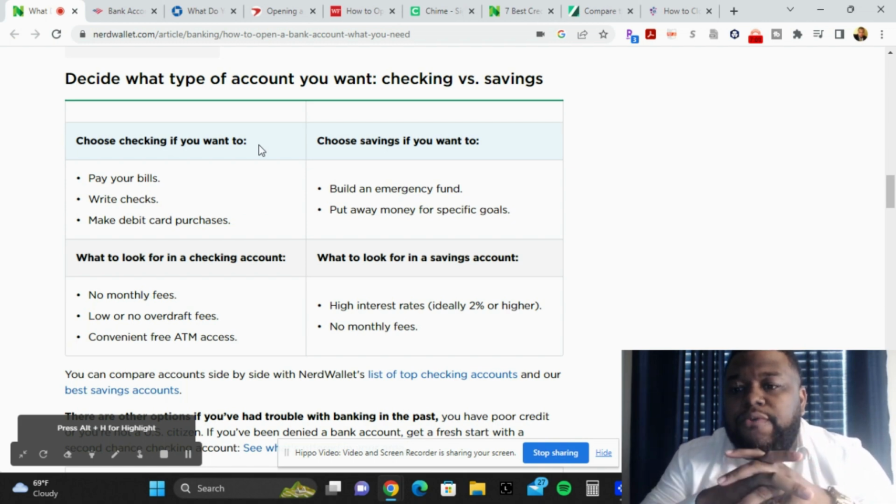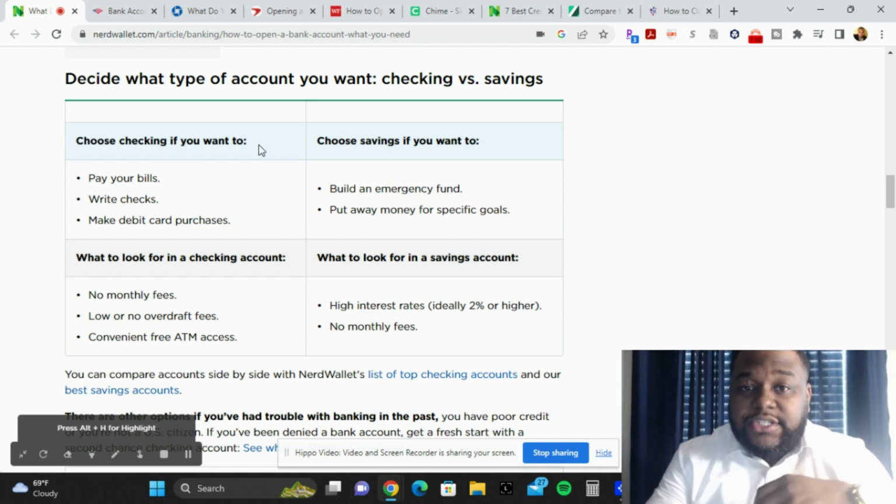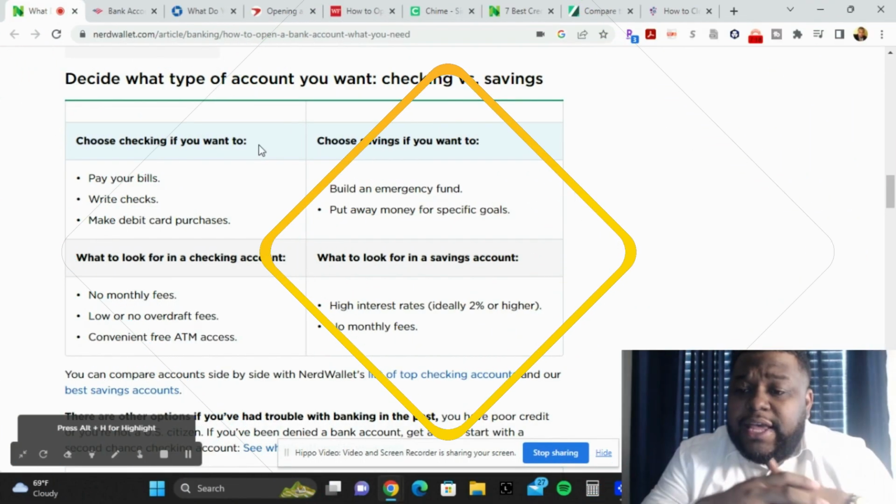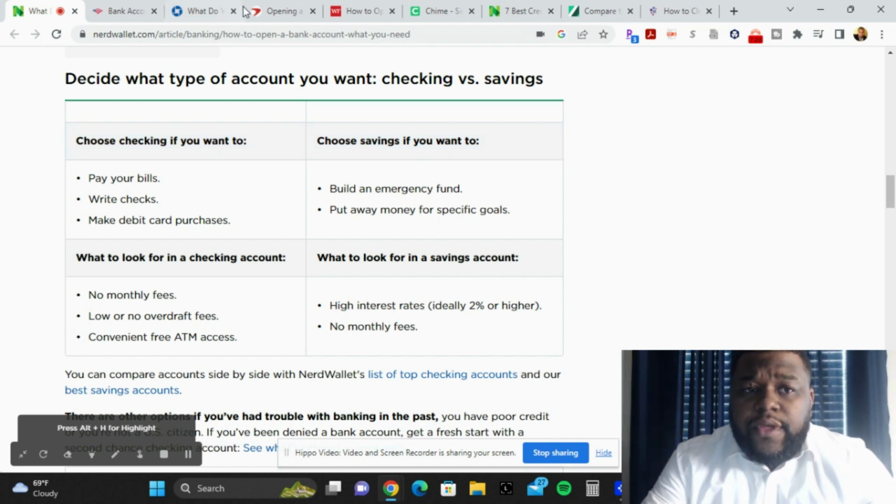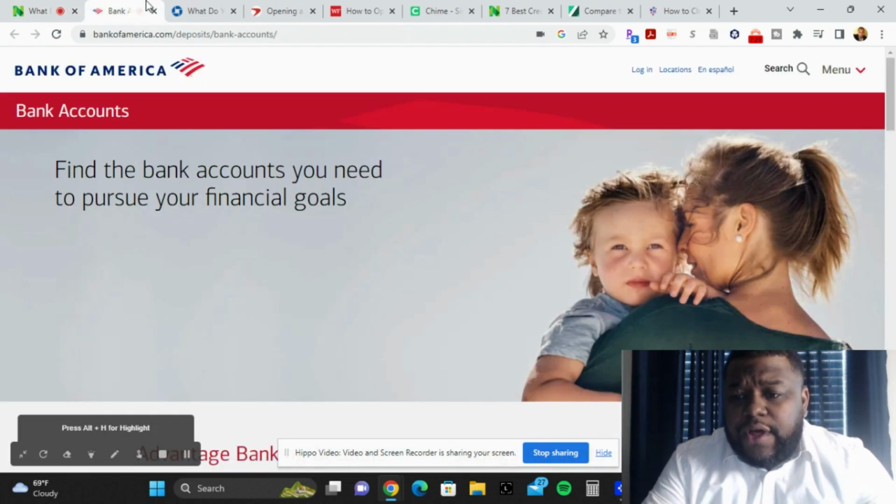So in understanding personal finance, and wanting to choose the checking account or the savings account of your choice, you have to understand the banking institutions that you want to go with. And so I have a couple of bank institutions that you may be familiar with or you may not be familiar with.